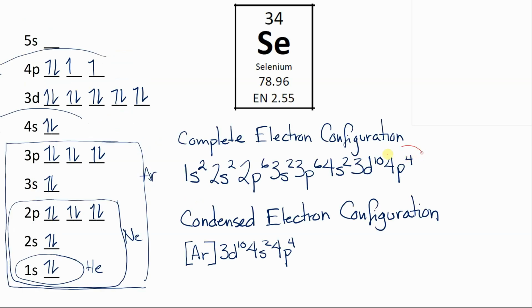If we come back here, the highest principal quantum number electrons are valence electrons. All of the others are core. Now in this case, the 3d10 is a set of core electrons because it's full. In the example we did last time with chromium, the d orbital was not full and it counted as valence electrons.